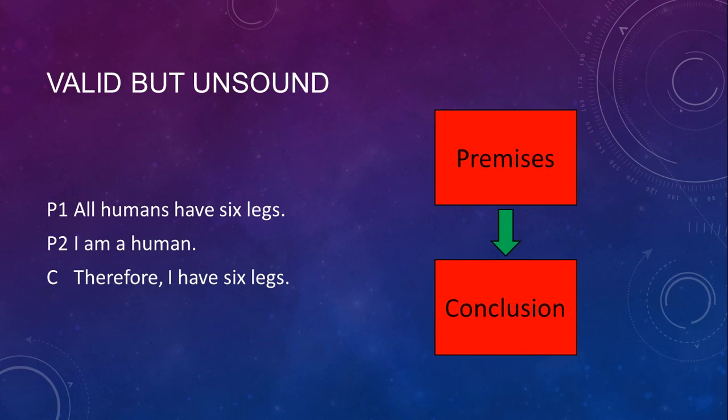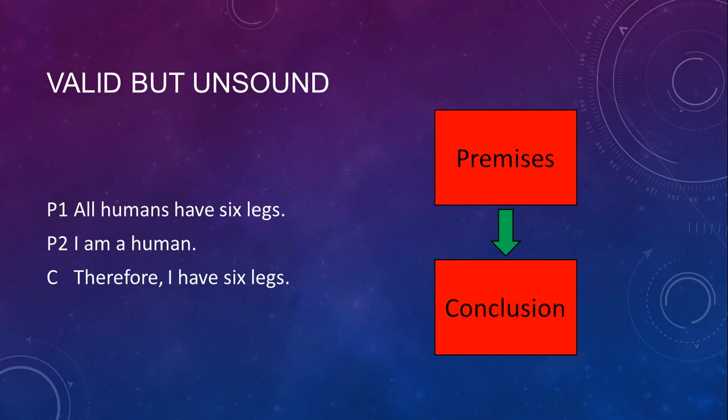Can you imagine a world in which all humans have 6 legs, and I am a human, but I fail to have 6 legs? No. No, you should not be able to imagine that. So if all humans have 6 legs, and I am a human, I have to have 6 legs, right?